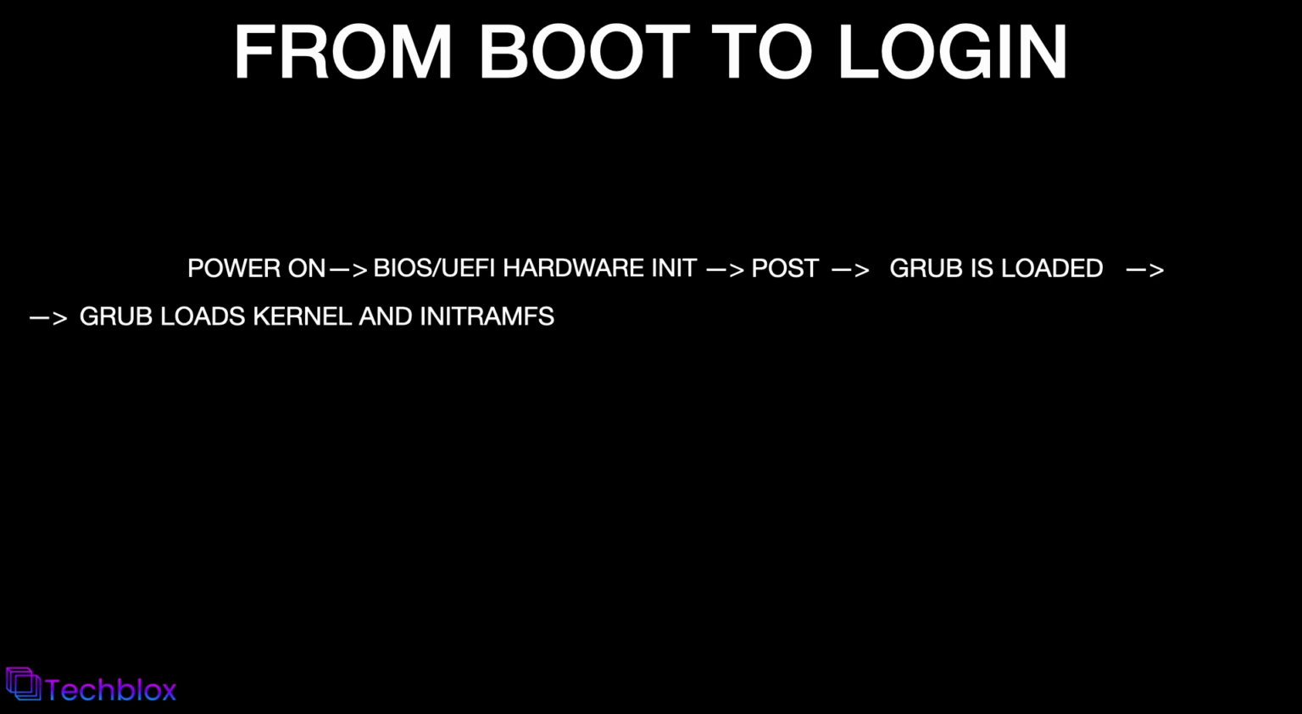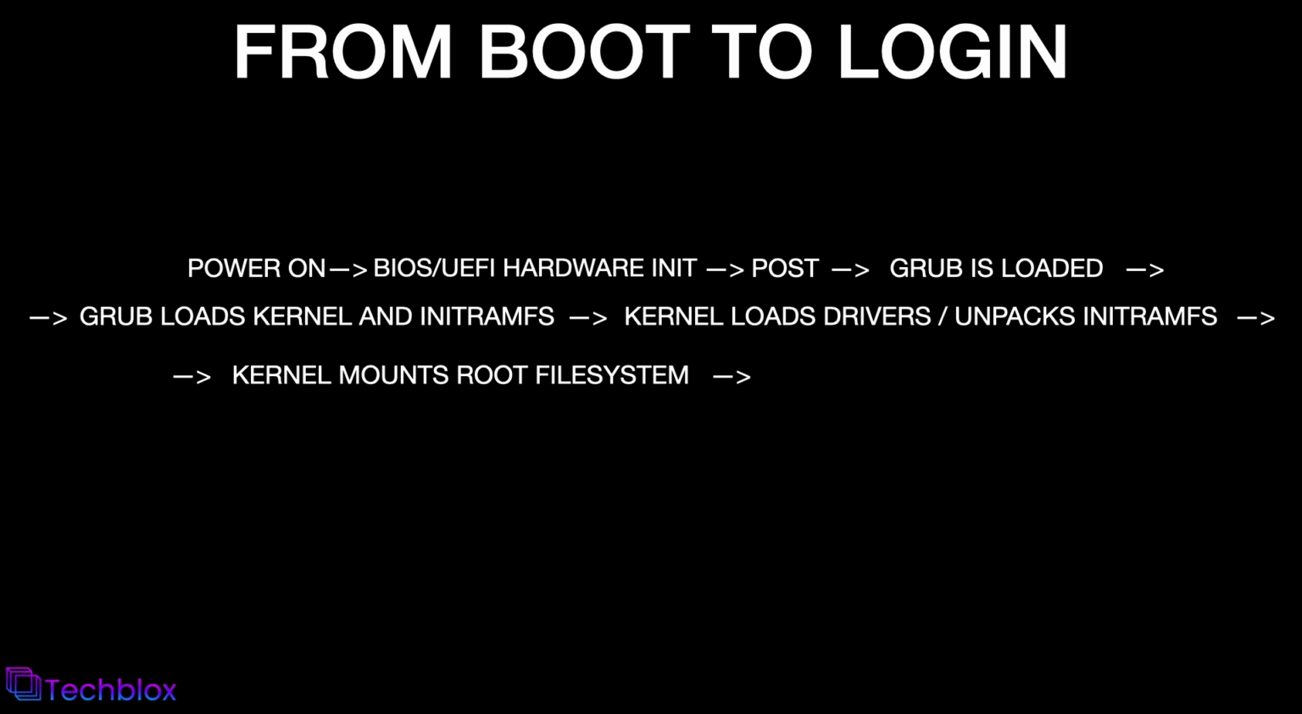Let's map the full flow. When you press the power button, the system powers on and the BIOS or UEFI firmware kicks in, initializing basic hardware. It runs POST to verify that everything is functioning: RAM, CPU, and input-output devices. And once a bootable disk is found, it hands things off to the bootloader, typically GRUB. GRUB then loads the Linux kernel and initramfs into memory and the kernel takes over, initializing low-level components, unpacking initramfs, and mounting the real root file system.